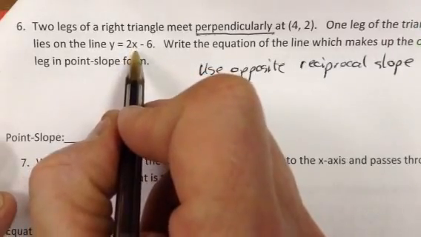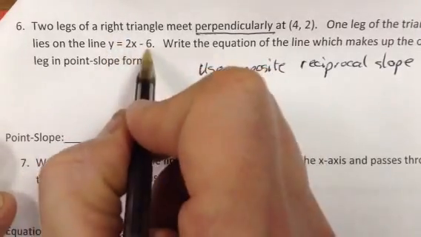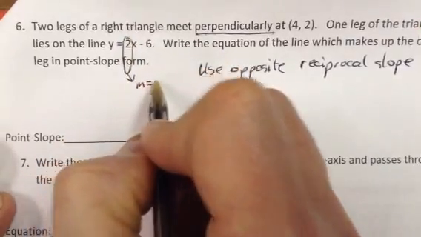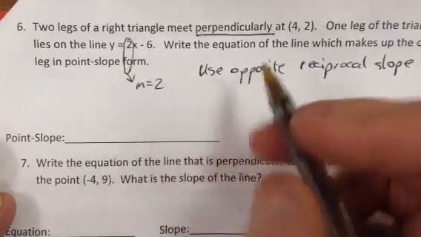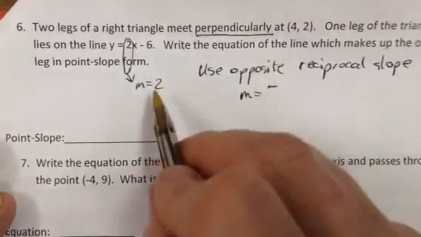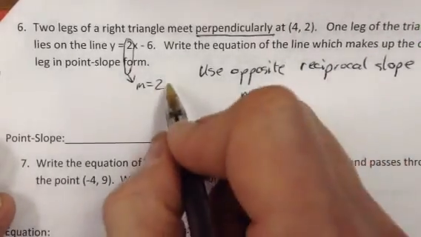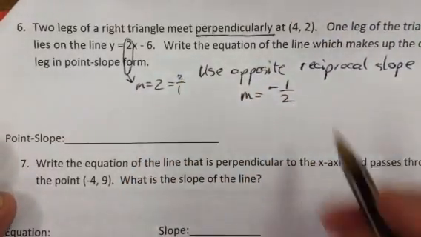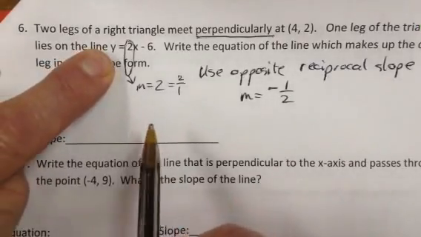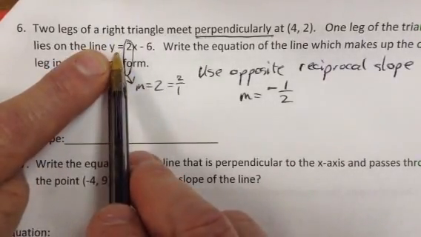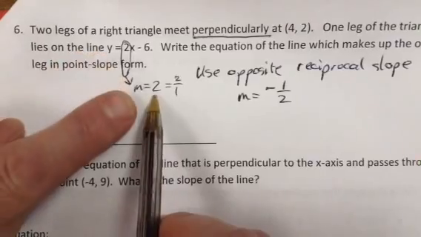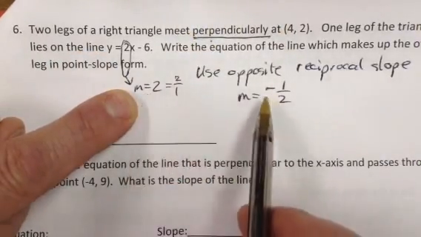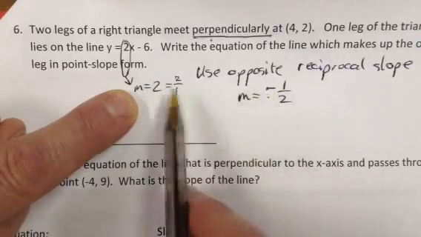Well, this is already in slope-intercept form. This is y equals mx plus b. This guy has a slope of 2. Well, we want the opposite of 2, which is a negative, because that's a positive. And what's the reciprocal? 2 as a fraction is 2 over 1. If I flip it over, I have this. So the one leg of the right triangle has a slope of 2, so the other one that comes in perpendicularly to form the right angle has to use the opposite of positive and negative, and the reciprocal.